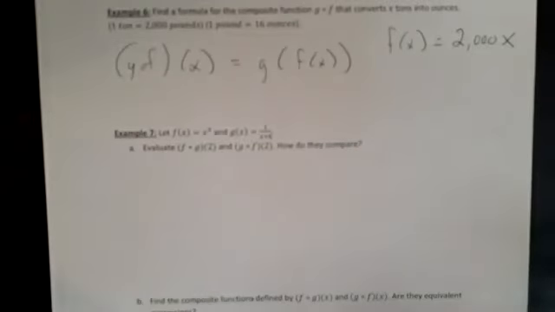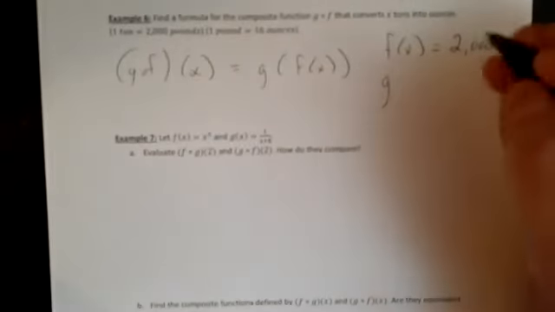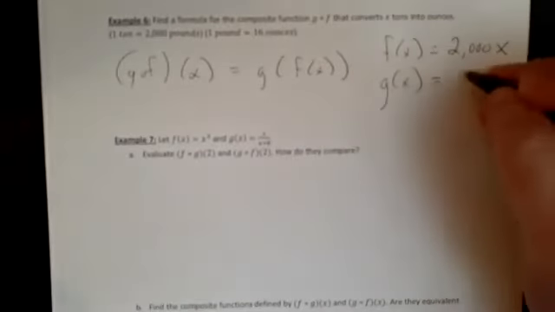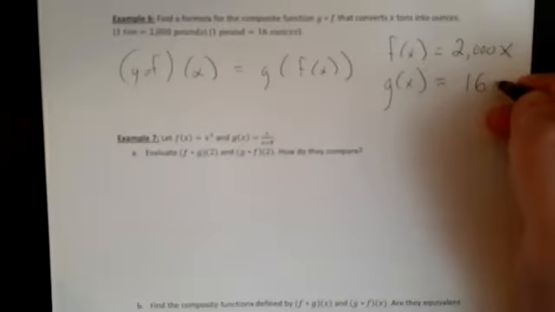So that's my f of x. It converts tons to pounds. My g of x is going to convert pounds to ounces. You probably already guessed this form would be 16x.